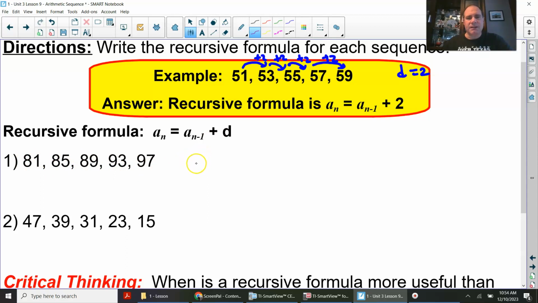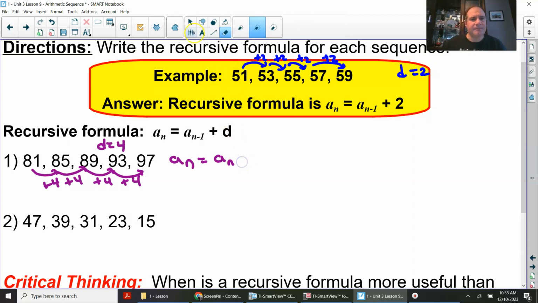You're looking for a common difference first, so we're going to go ahead and just put those loops in. And it looks to me that it is plus 4, plus 4, plus 4, and plus 4. So the d right here, I'm just going to put plus 4. So this is a sub n. If I was writing a recursive formula for the nth term, I'm just going to leave n the way it is. Oh, sorry. n minus 1 plus the d, which is 4.